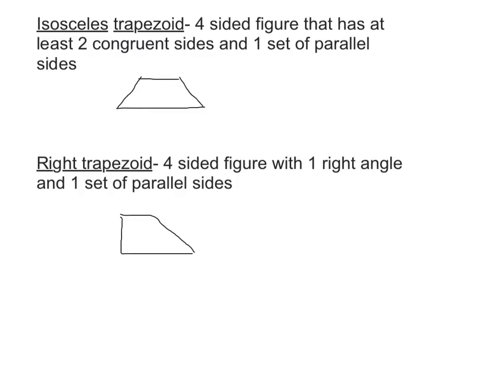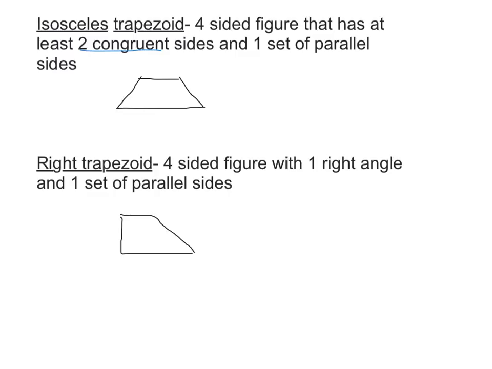Next, we're going to get into trapezoids. There are 2 types of trapezoids. The isosceles trapezoid, which we see first, is a 4-sided figure that has at least 2 congruent sides and 1 set of parallel lines. So let's go ahead and find these in our shape. Let's look for the 2 congruent sides. Point to the congruent sides.